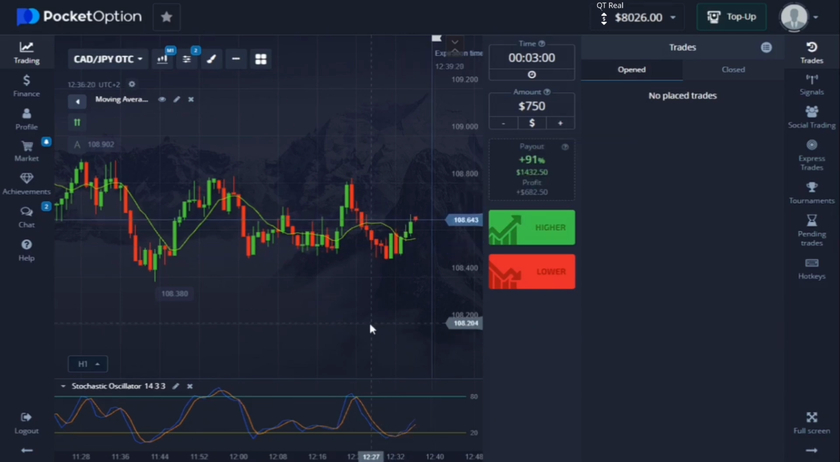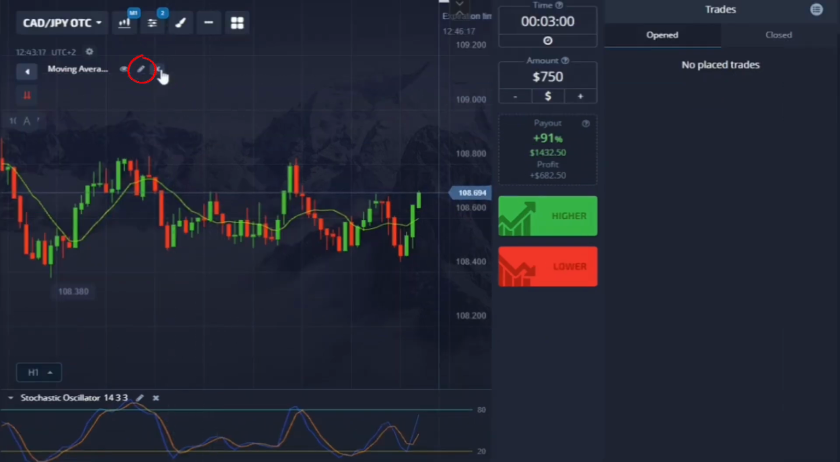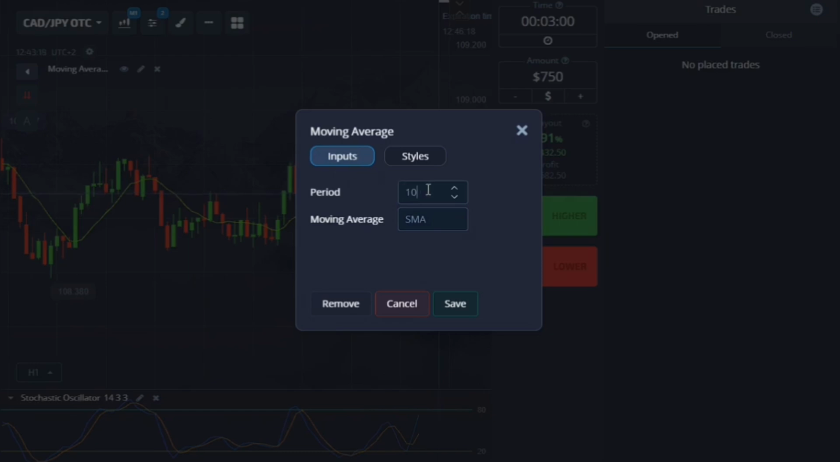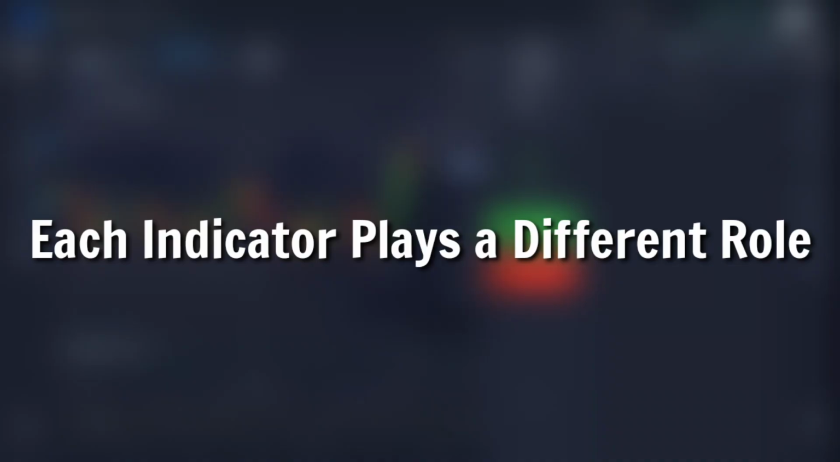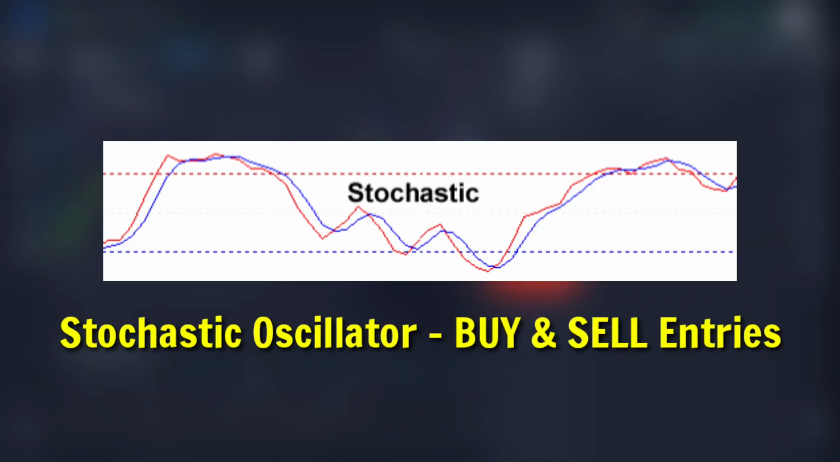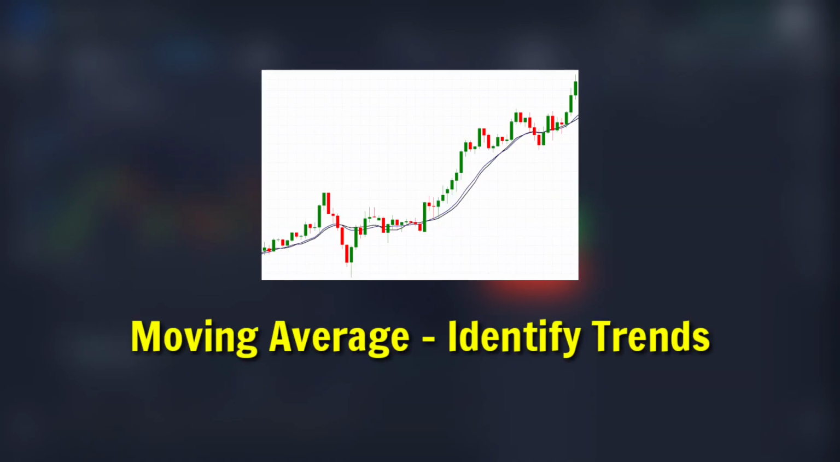Now, before we dive straight into the strategy, we need to go ahead and change a couple of things. We're going to leave the stochastic oscillator as is, but we need to change a couple of settings for the moving average indicator. What you're going to want to do is click on the pencil over here. Then we're going to change the period from 10 to 50. And then we're going to change the moving average from SMA to EMA. Once you've done that, you can click on save. Keep in mind that the indicators that we've added to the chart each play a different role within this strategy. We'll use the stochastic oscillator for potential buy and sell entries, and we'll use the moving average to identify different trends in the market.